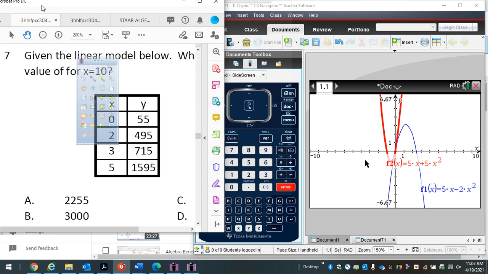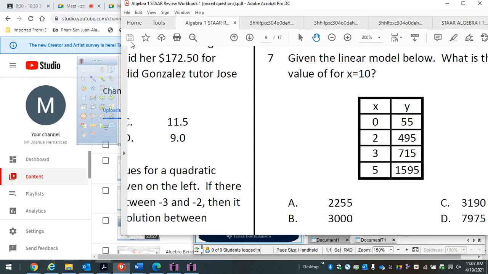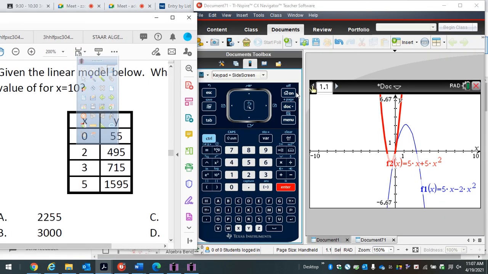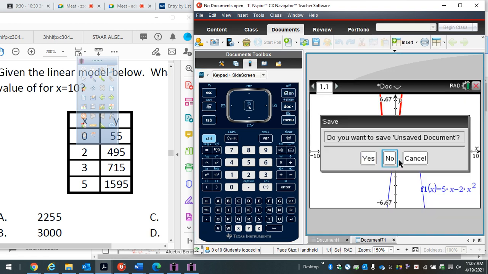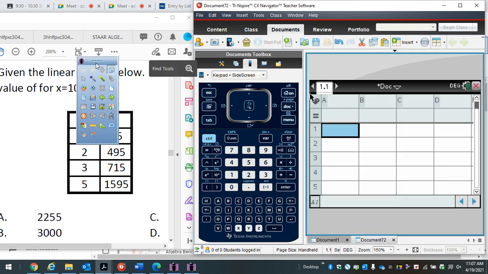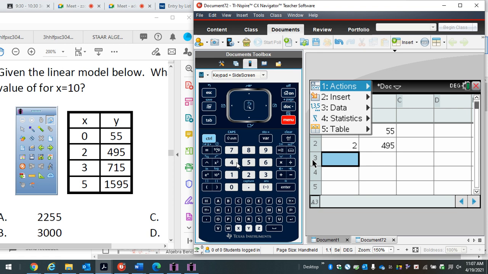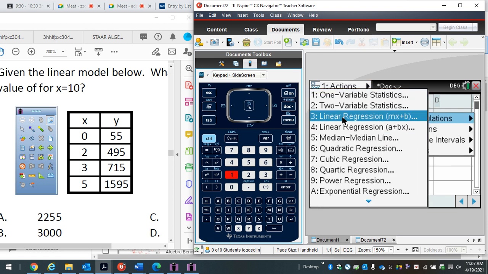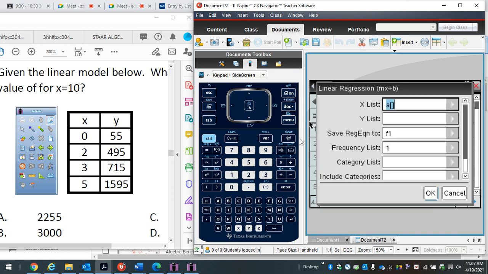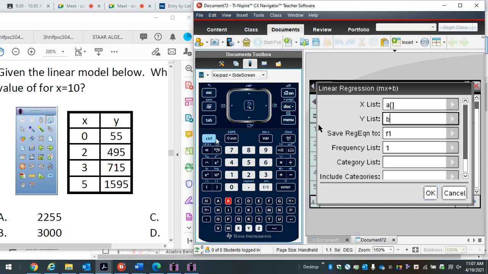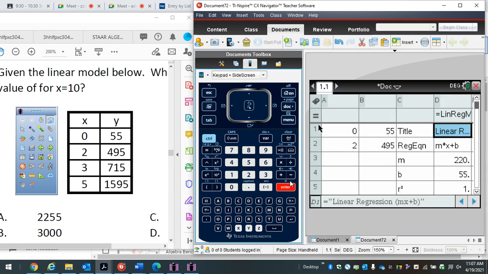Move this over. I'm going to do this in spreadsheets. I'm not going to think. I'm going to type in 0, 55, 2, 495. Go in here, go to menu. 4, 1, 3 is linear regression. So I'm going to go to 3. Here comes B. Control that. Enter. So we're going to come here. Oh, I told you it was 220 for each one.